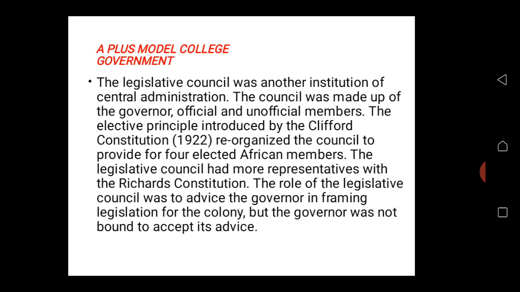Let's look at the Legislative Council now. The Legislative Council was another institution of central administration. This council was made up of the governor, the officials, and unofficial members. The elective principle introduced by the Clifford Constitution in 1922 reorganized the council to provide for 4 elected African members. The Legislative Council had more representation with the Richards Constitution. The role of the Legislative Council was to advise the governor in framing legislation for the colony, but the governor was not bound to accept its advice.